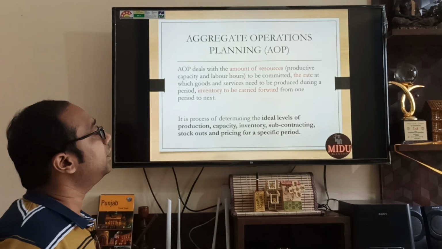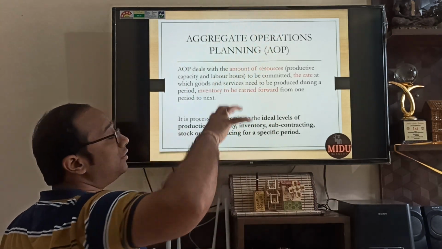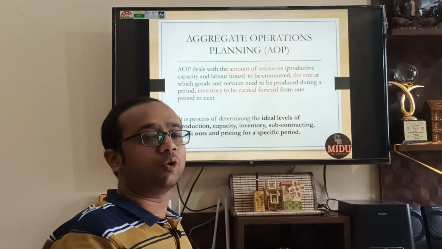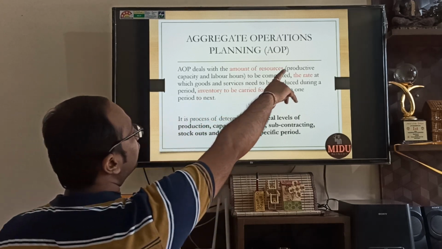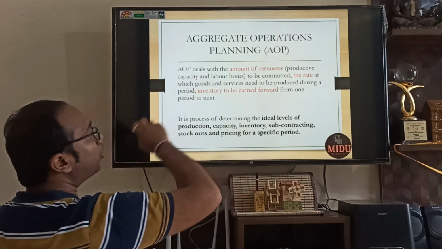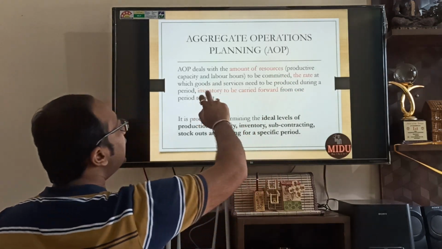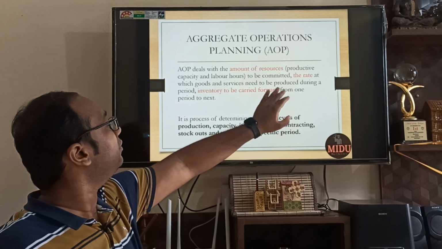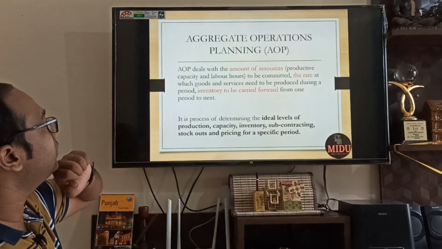Now comes a very important term, my dear friends, which is known as AOP, or aggregate operations planning, and this is one of the core KPIs, or key KPIs, that a person in the operations field carries. What is AOP? AOP deals with the amount of resources. Now those resources can be your productive capacity as well as labor hours to be committed, the rate at which goods and services need to be produced during a period, and inventory which is to be carried forward from one period to the next. That, my dear friends, is known as AOP.